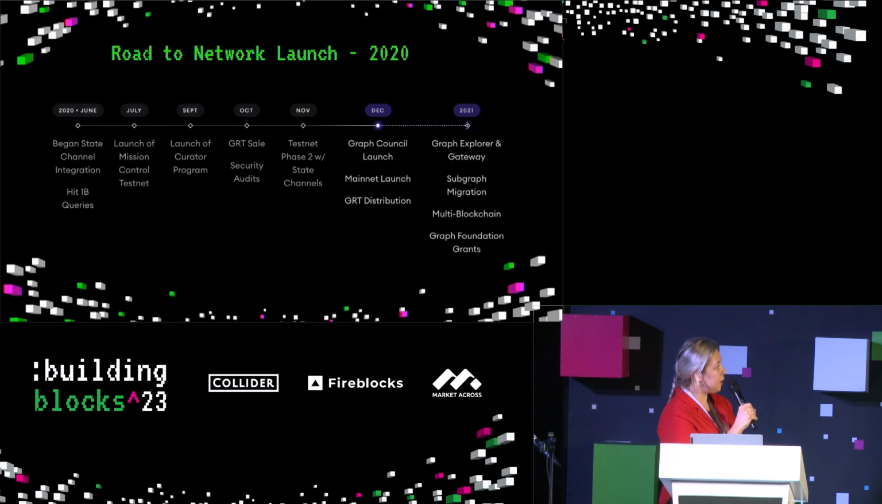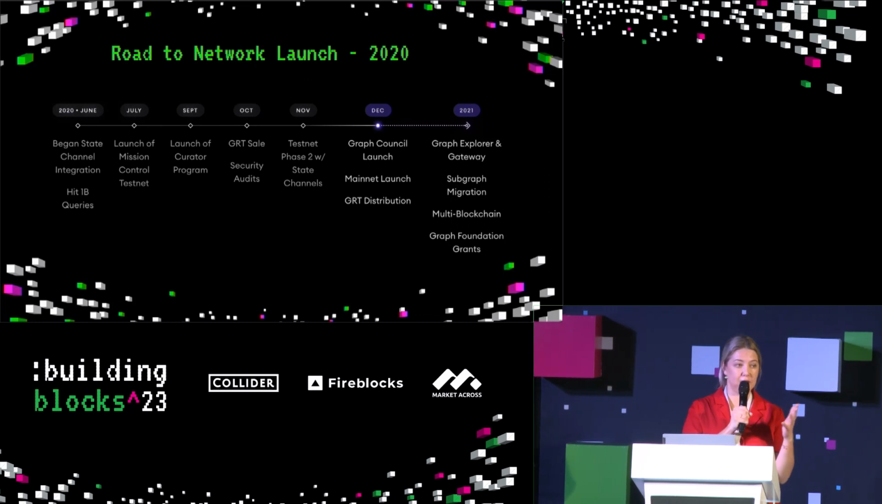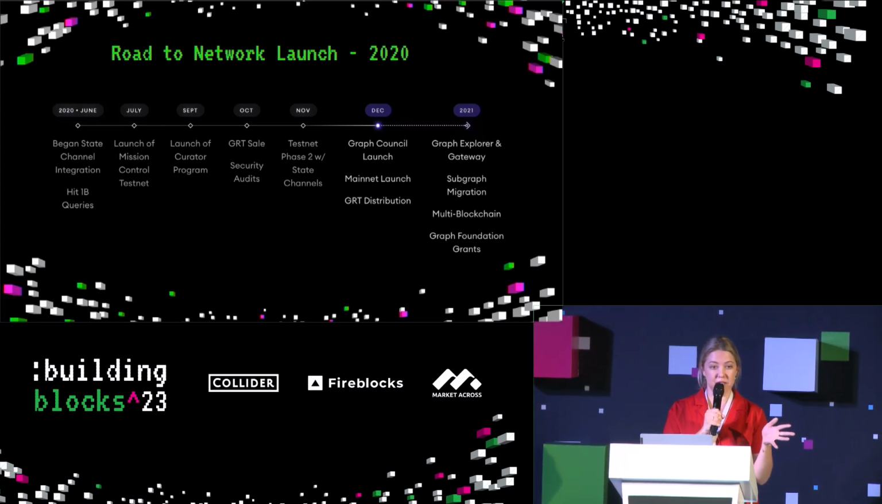Awesome. So the road to network launch was in 2020, so this was the pandemic. We started with, first of all, hitting 1 billion queries on the hosted service. This was an incredible feat, but it pointed even more to the challenges we were facing, where our servers would get slow, so it was very clear we had to decentralize.